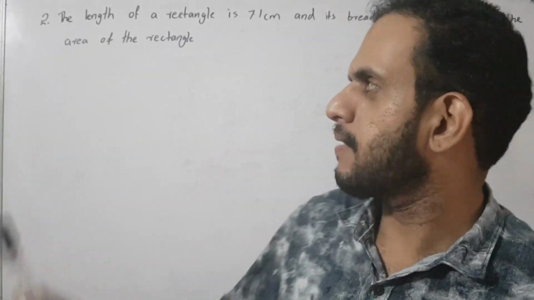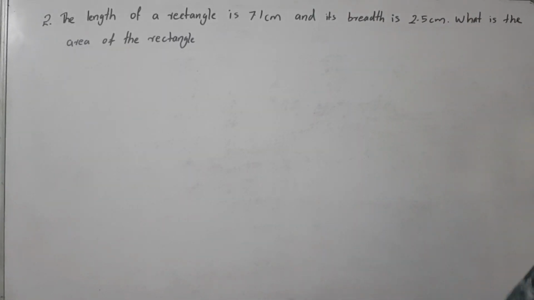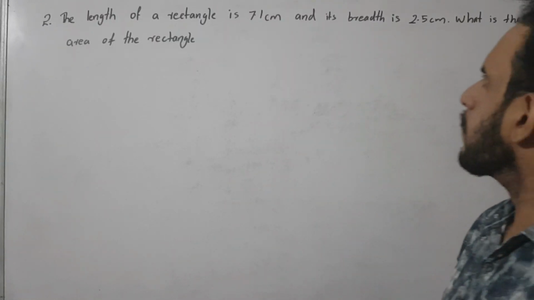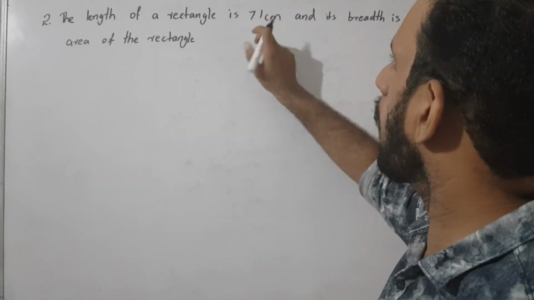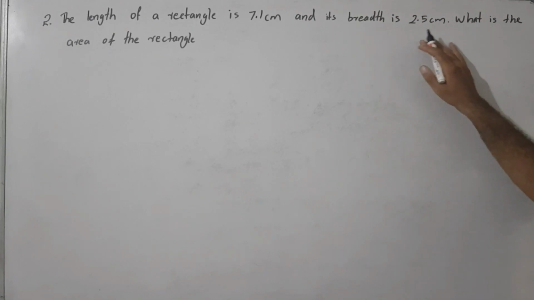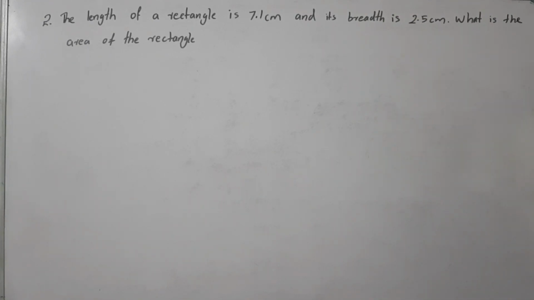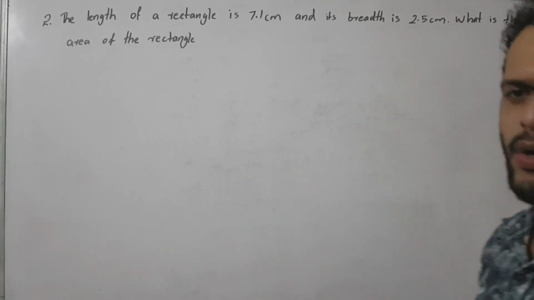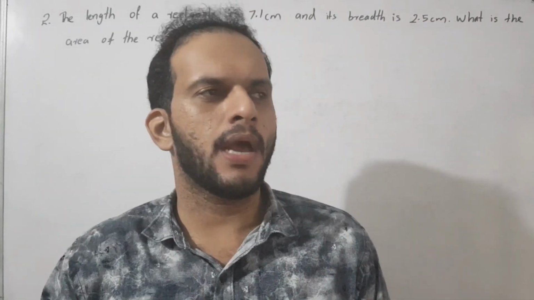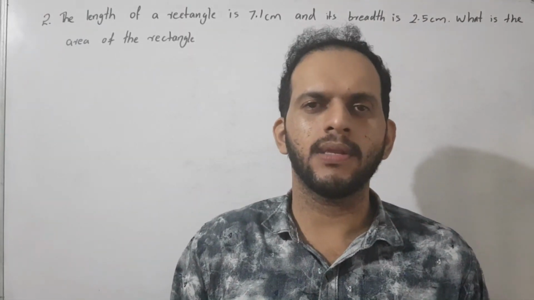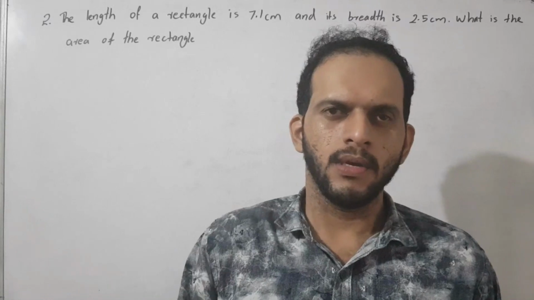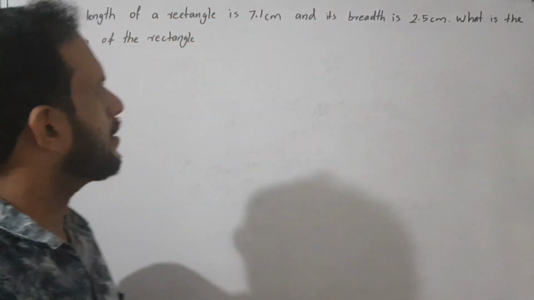The next question is like this. The length of a rectangle is 7.1 centimeter and its breadth is 2.5 centimeter. What is the area of the rectangle? Then we know how to find the area of a rectangle. What is the equation we use to find the area of a rectangle? Correct. What are given?